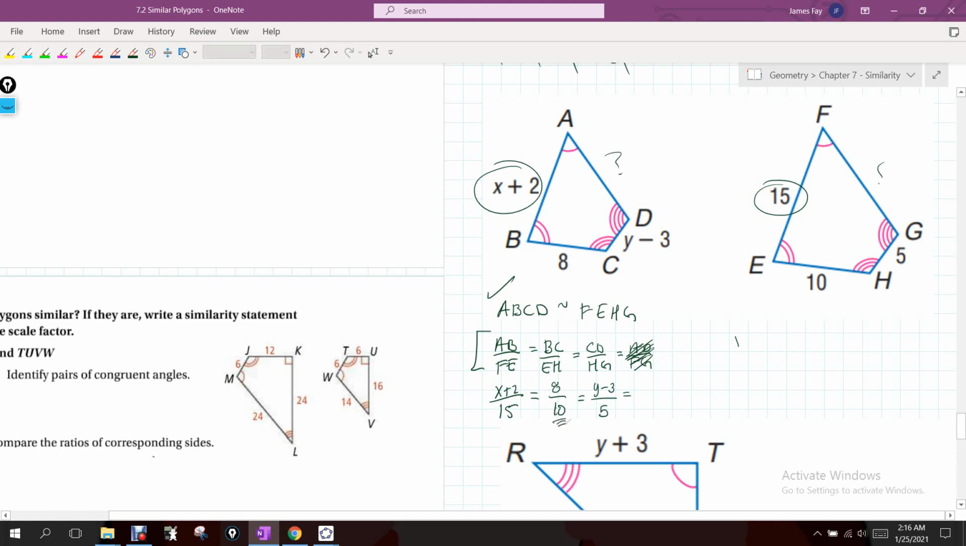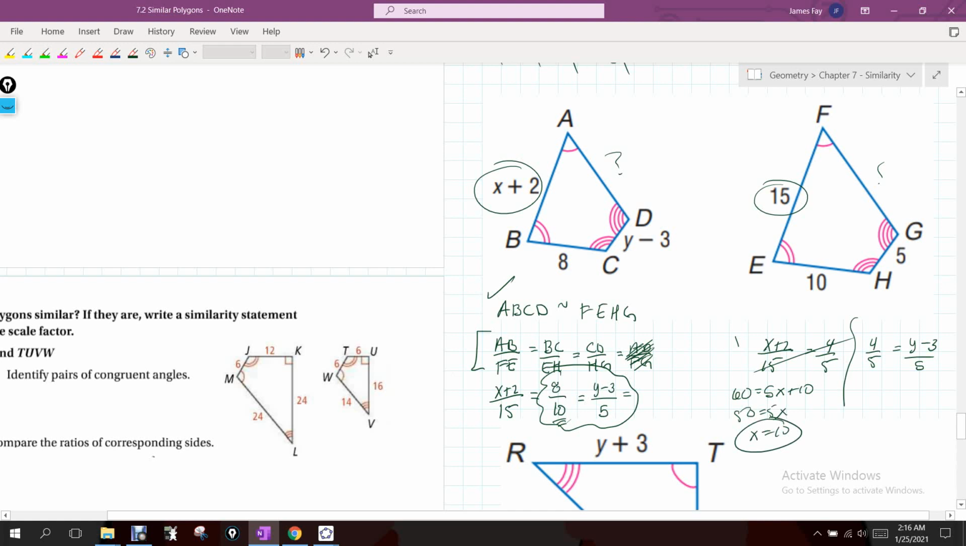But here's my scale factor, 4/5. So I'm going to say X plus 2 over 15 equals 4/5. And then I can do the same thing to find Y. So I'll say 4/5 equals Y minus 3 over 5. Over here on the left-hand side, we'll do this one. We got 60 when I cross multiply those two, and 5x plus 10. Subtract 10. X has to be 10.